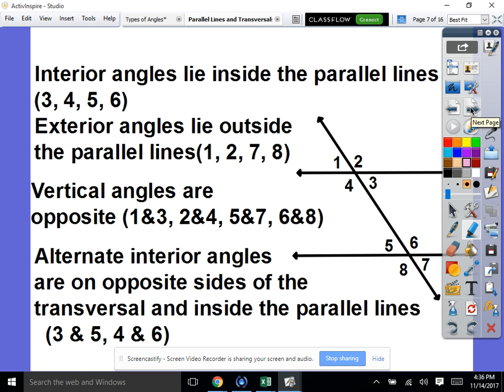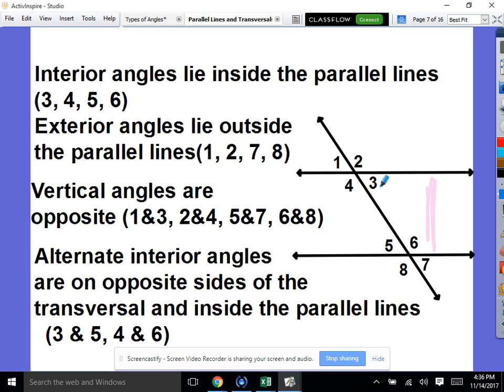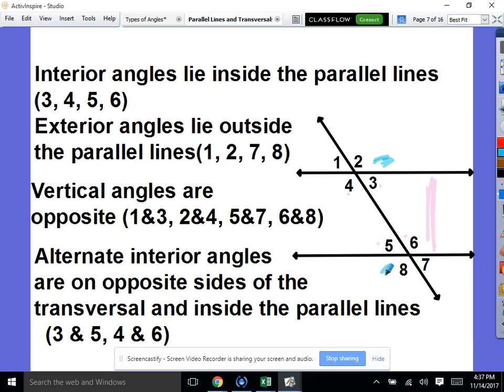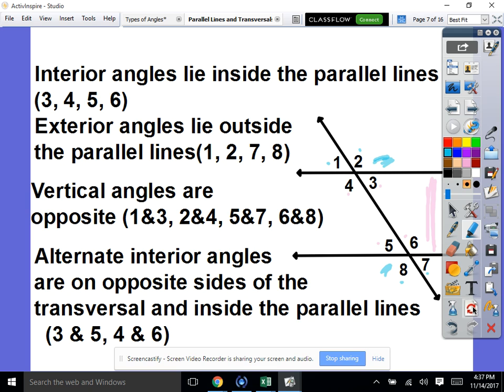Interior angles lie inside the parallel lines. So inside, between the parallel lines, which means angle 3, angle 4, angle 5, and angle 6 are all interior angles. Exterior angles lie outside the parallel lines. So angle 1, angle 2, angle 7, and angle 8 are all exterior angles. They lie outside the parallel lines.